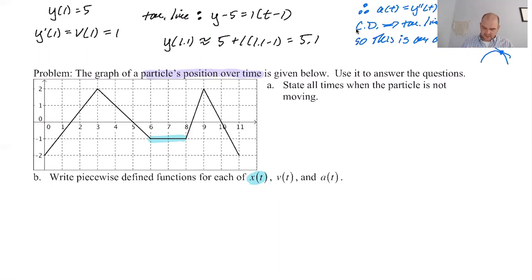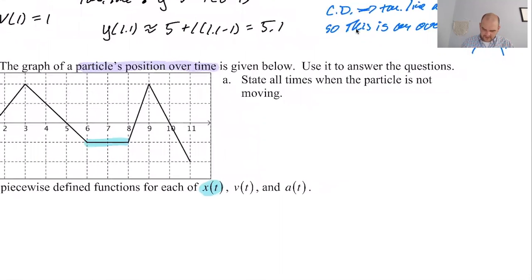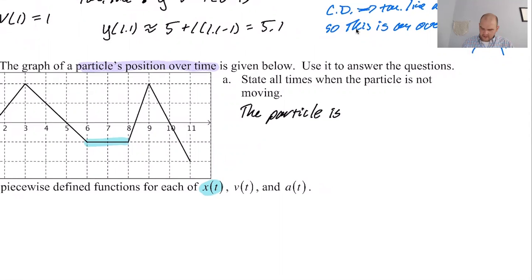So I'm going to say the particle is not moving. Notice the sentences. People object to that, but people need to get over it. The particle is not moving from t equals 6 to t equals 9. I don't know. Well, first of all, it's 8, so I don't know why I keep saying from 6 to 9. From 6 to 8.